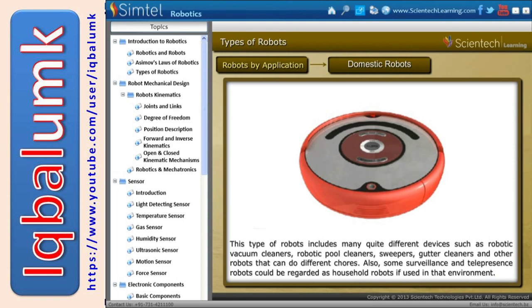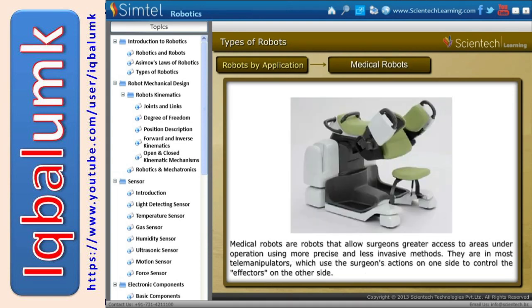Next is medical robots. Medical robots are robots that allow surgeons greater access to areas under operation, using more precise and less invasive methods. They are mostly telemanipulators, which use the surgeon's actions on one side to control the effectors on the other side. Another one is military robots.